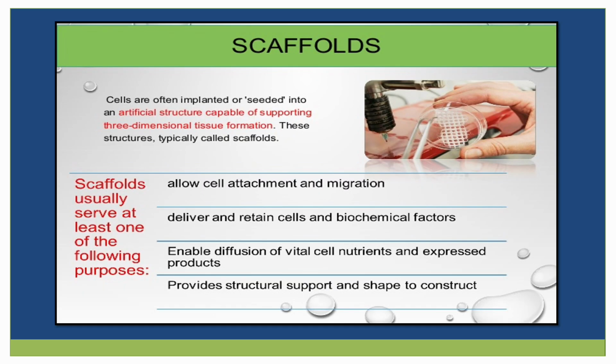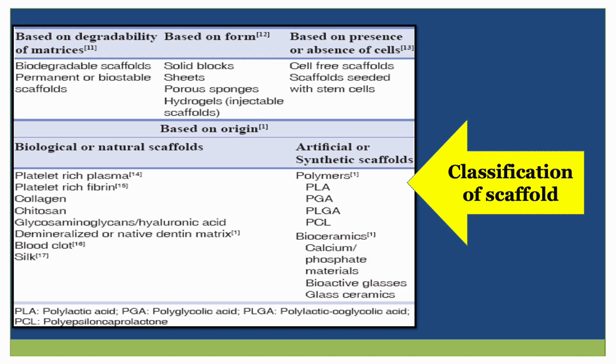Coming to scaffold. Scaffolds are basically an artificial structure which is capable of supporting the cells which are implanted into it in 3-dimensional tissue formation. The scaffolds basically serve the following purposes: it allows cell attachment and migration, it delivers and retains cells and biochemical factors, it enables diffusion of vital cell nutrients and expressed products, and it provides structural support and shape to the construct.